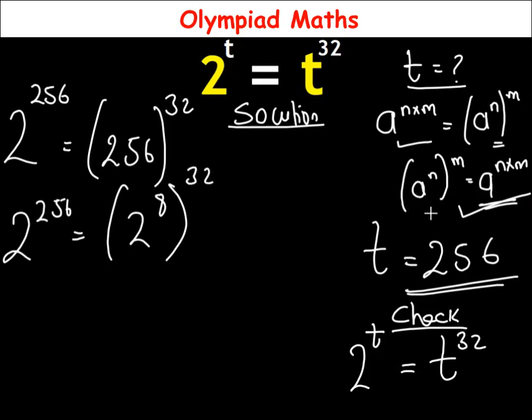Also, applying this same principle, if you have a raised to power n, all power of m, this equals a raised to power n times m. So with this, 2 raised to power 256 is equal to 2 raised to power 8 times 32, which is equal to 256. So as you can see, the value of t that we got satisfies this given equation, right?